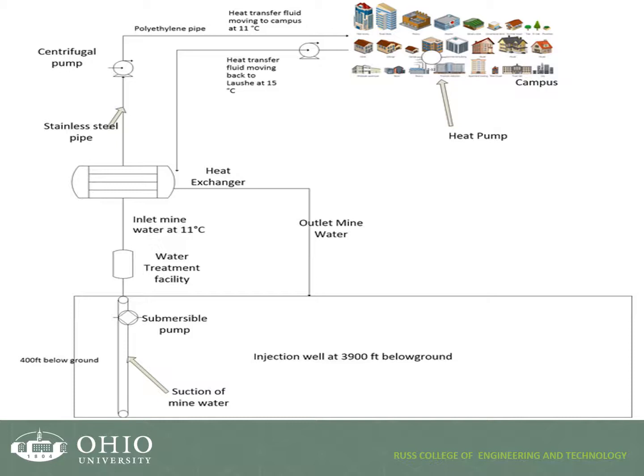The water then leaves the mine at a temperature of 11 degrees Celsius, where it is treated using reverse osmosis, since the mine water may contain high total dissolved solids, making it acidic. Thus, this removes these impurities and raises the pH of the water.